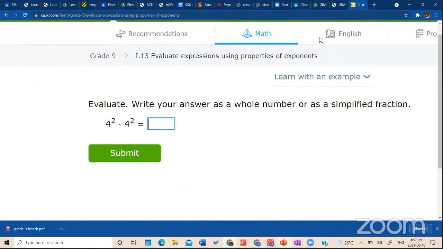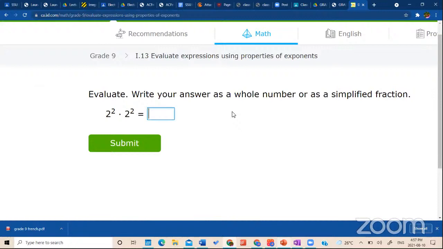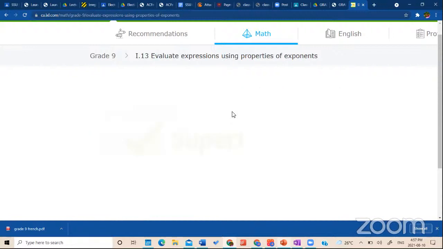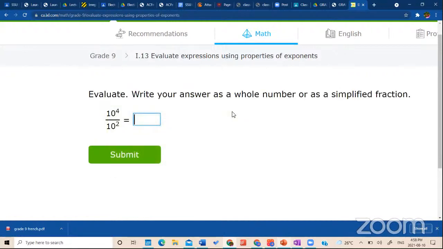8. Not quite. So it's going to be 4. 256. Yes, 256. Excellent. Okay, how about this one? It's going to be 16. 16, excellent. And this one is going to be 256. 256, excellent.